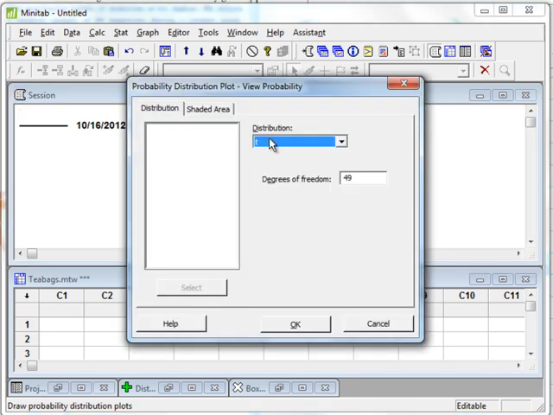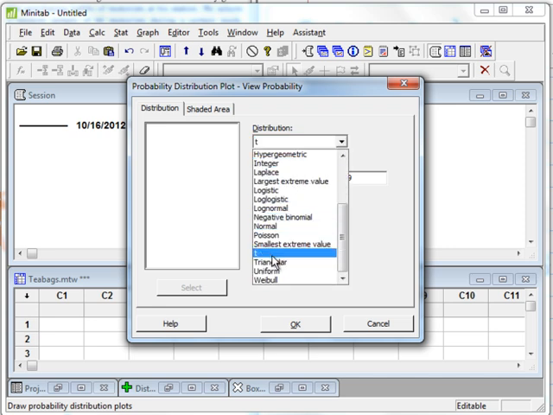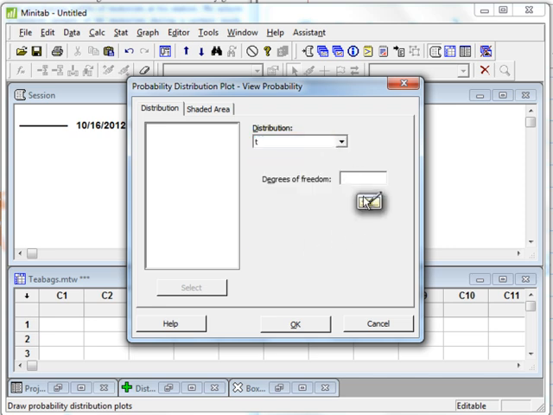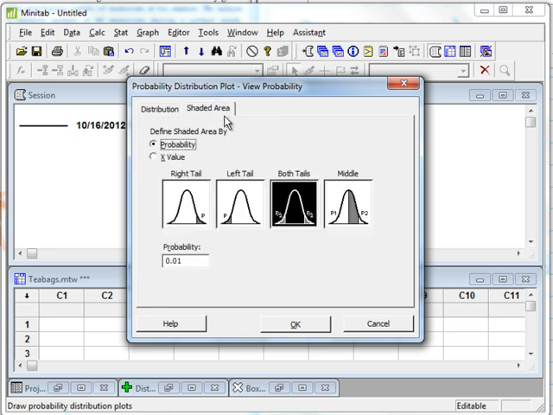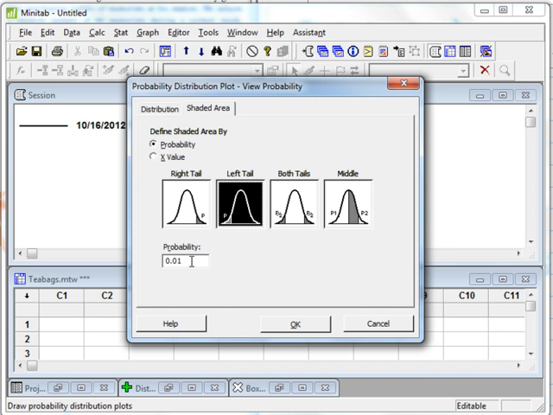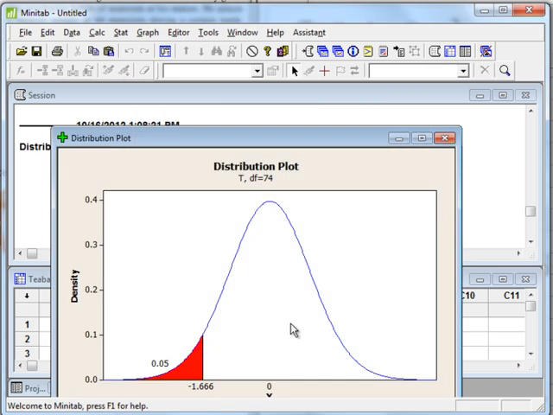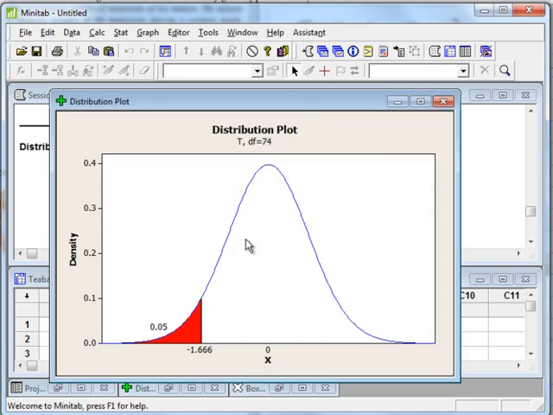Then I select the t distribution. In this case, it was already selected. I type in the degrees of freedom, which was 74. Then I push the shaded area tab. The probability needs to be chosen, and as we just saw, it's a left tail test, and alpha is going to be on the left tail. So our alpha was 0.05. I'm going to enter that in and hit OK. And we have our left tail critical value, negative 1.666.